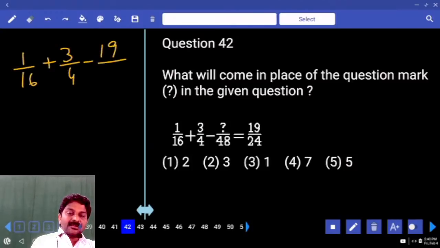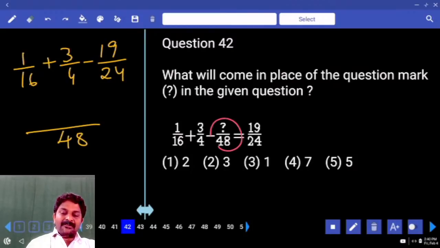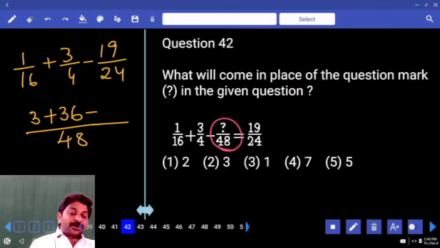19 by 24. What is the LCM? 48 only. Already we have x by 48 on the right-hand side, correct? 16, how many times? 3 times. 4, how many times? 12 times. 12 into 3, 36. Minus 24, 2 times. 19, 2 times.